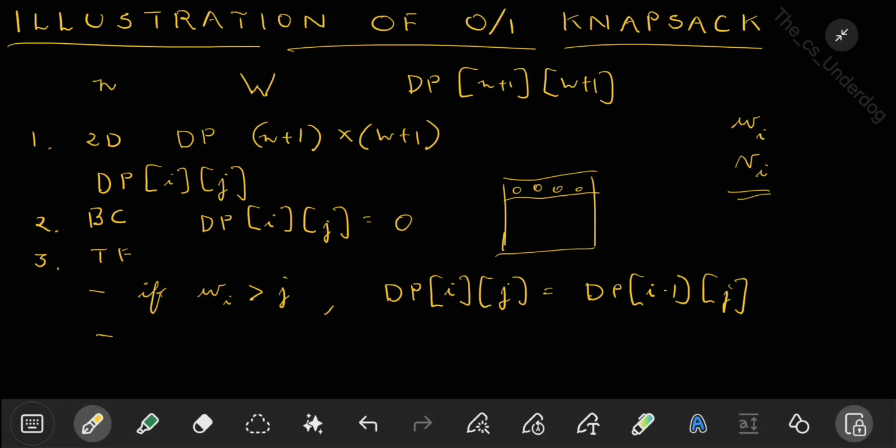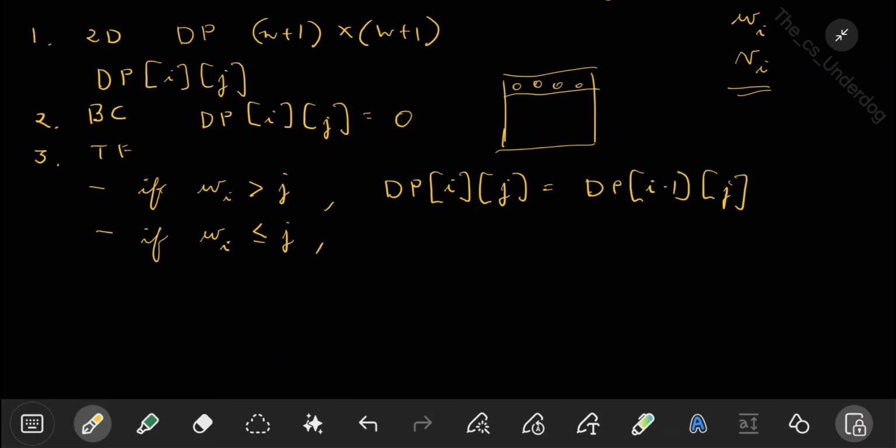Next case is if Wi is not greater than J, then it should be less than or equal to J. In this case, you have two options. You can either include the item or not include the item. So we have to consider both cases. What will you do? You will take the maximum among both values. So you will take the maximum of, what are the two things?